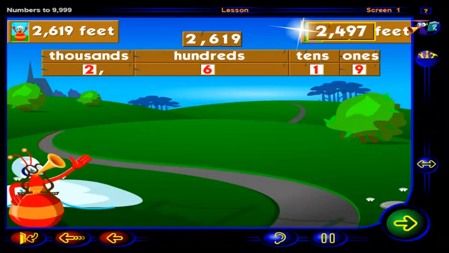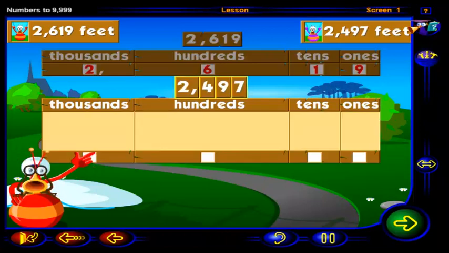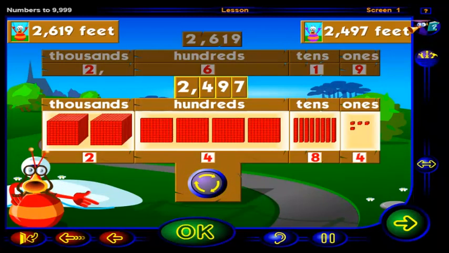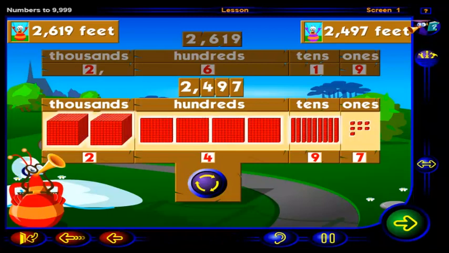Now, what about this number? It also has 4 digits, so it has thousands, hundreds, tens, and ones. How would you show this number using blocks? Click on the button until you see the correct number of blocks in each place. When you're done, click OK. That's it. These blocks show this number.